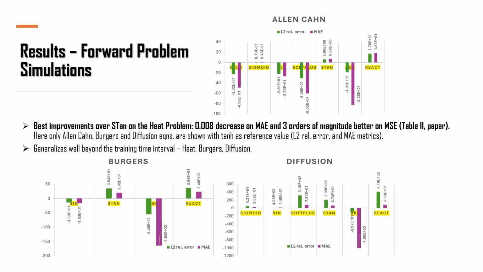Here, we show the performance on Allen-Cahn, Burgers, and diffusion equations. These values are normalized by using tanh as a baseline, and some activations with large negative relative performance values have been removed for better visualization. REACT performs better in all these cases.